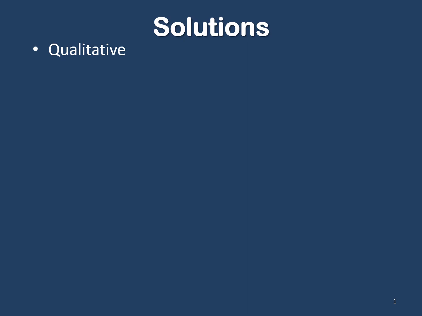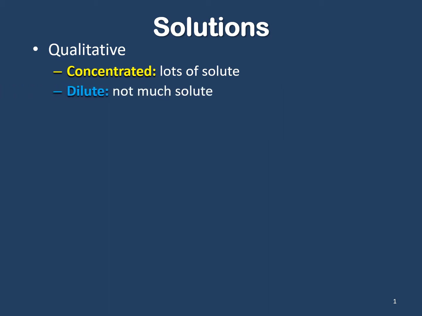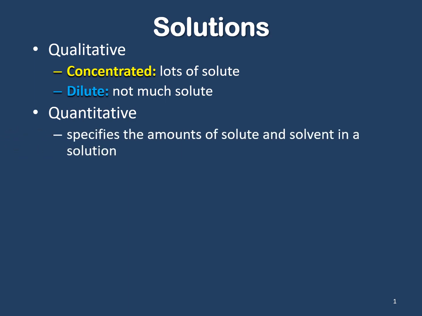We have two ways of describing how much solute is present in a solution. The first is the qualitative method, saying things like, it's a concentrated solution. This means there's a lot of solute present in my solution. Or it's a dilute solution. There's not much solute present in a dilute solution. There's also a quantitative method of talking about how much solute is present in our solution, and these are concentrations. Concentrations typically specify the amount of solute and solvent present in a solution.